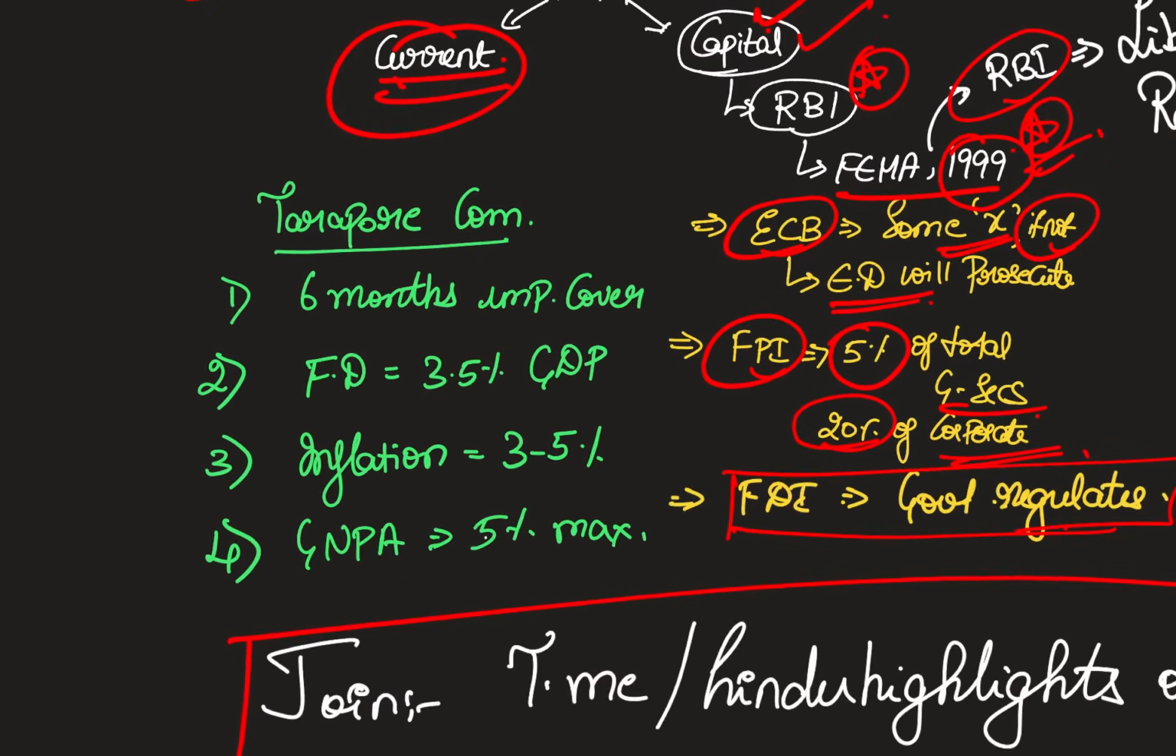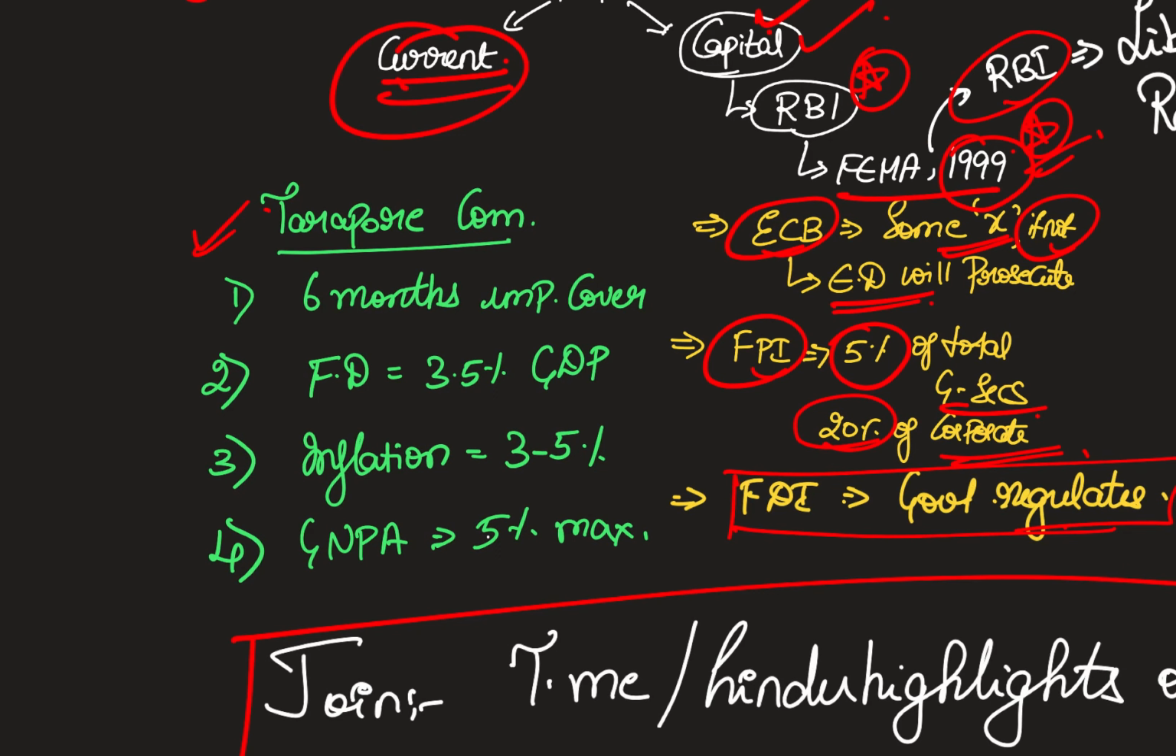In fact, there is also one committee which was set up years ago, and this committee said that unless we meet certain criteria, we are not supposed to even think about such kind of measures. That committee is the Tarapore committee, and it talked about having enough forex reserves at least for 6 months, and the fiscal deficit should not cross 3.5% of GDP. Inflation should be range bound, and the gross NPAs should at max be 5%.